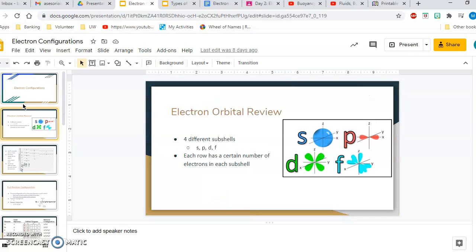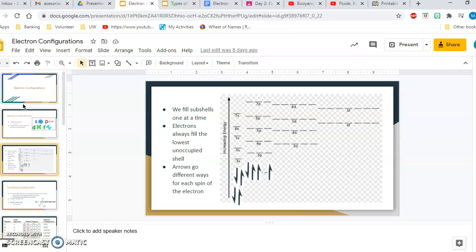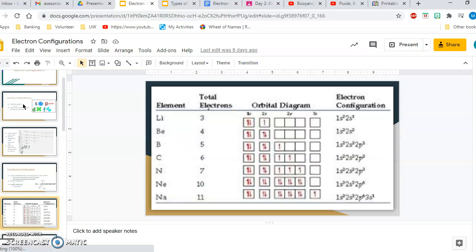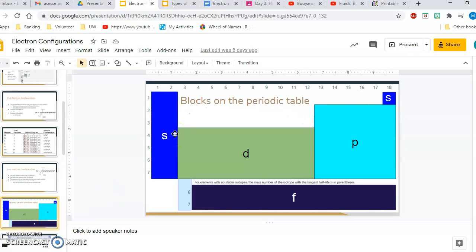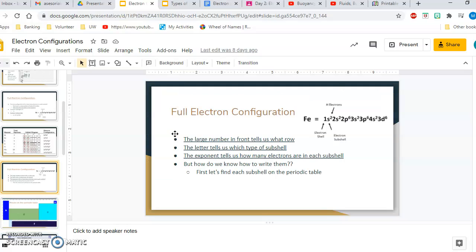We started off by talking about our different shapes, what our S, P, D, and F orbitals actually mean, what they look like that's different. We talked about their energy levels and how they're different, and then we got into writing our electron configuration. When we write our electron configurations, the number in the front is the electron shell. The S, P, or D is the suborbital or the shape of the electron that is in, and the exponent is the number of electrons. Then we look at our periodic table to find out where each one of our different subshells, S, P, D, or F, are located.